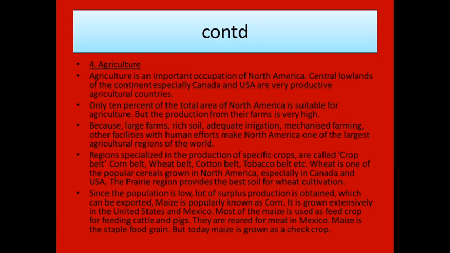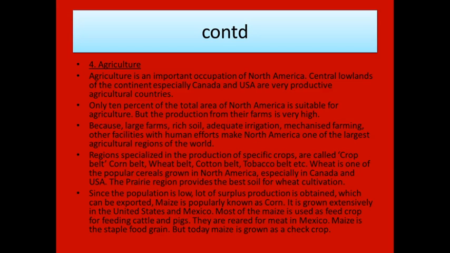Now let me continue with agriculture. Agriculture is an important occupation of North America. Central lowlands of the continent, especially Canada and USA, are very productive agricultural countries. Which are those? That is Canada and USA of North America. These are very productive in agriculture.